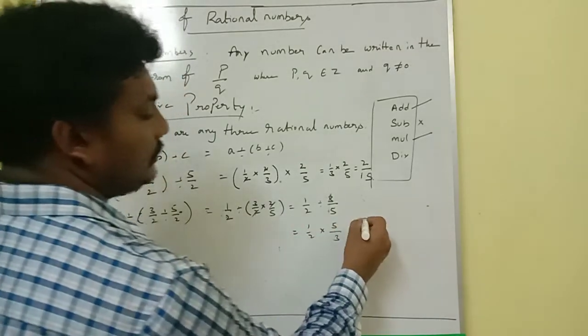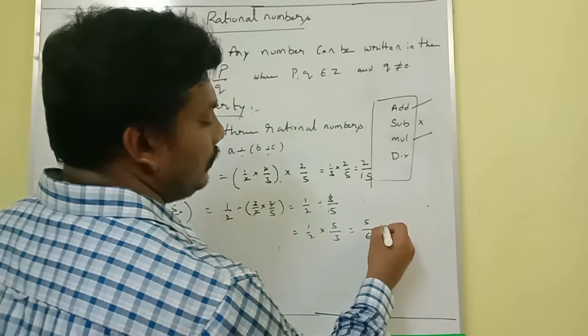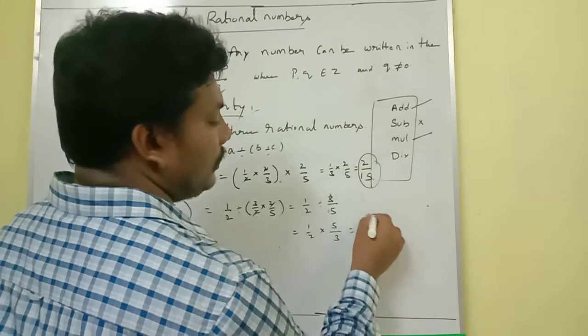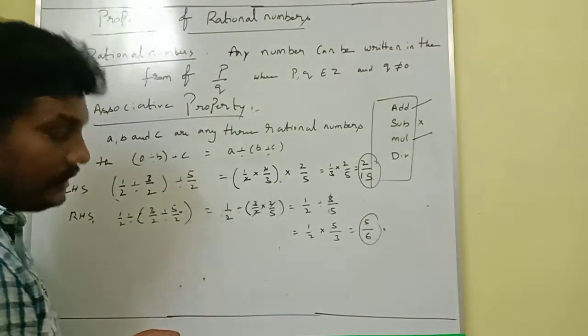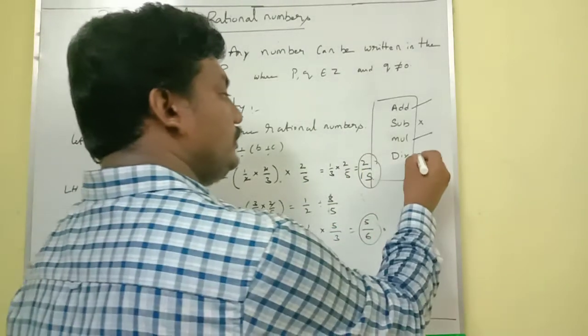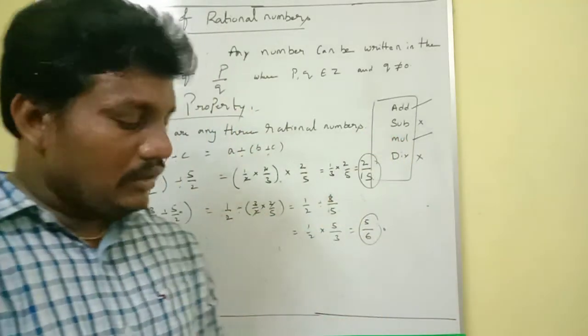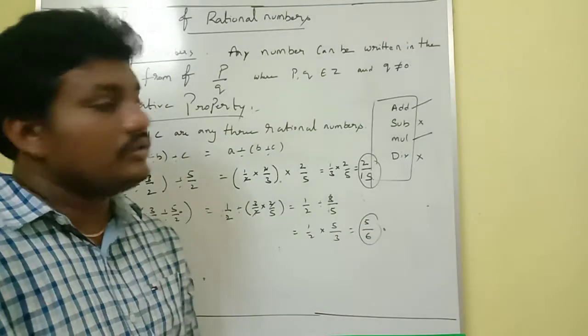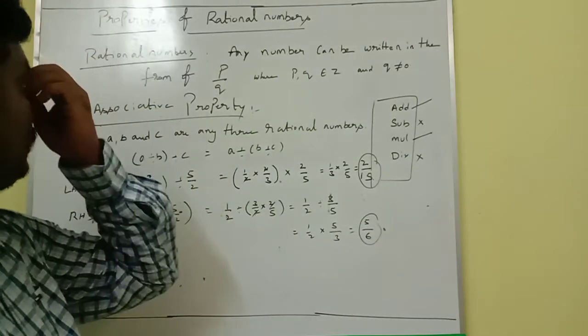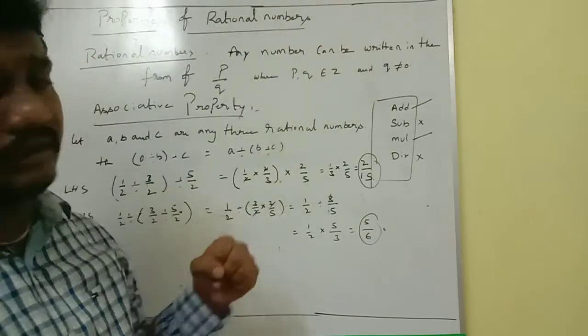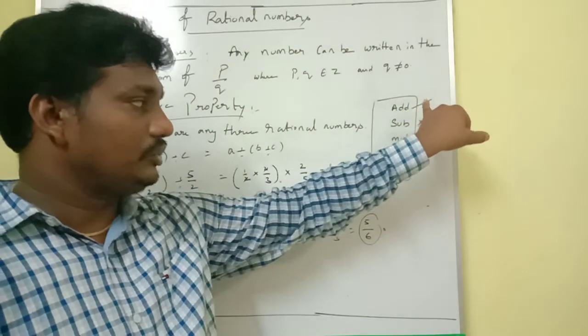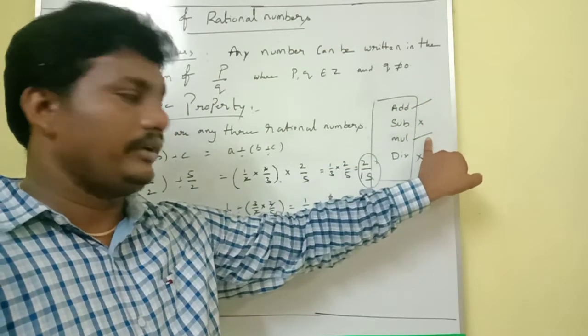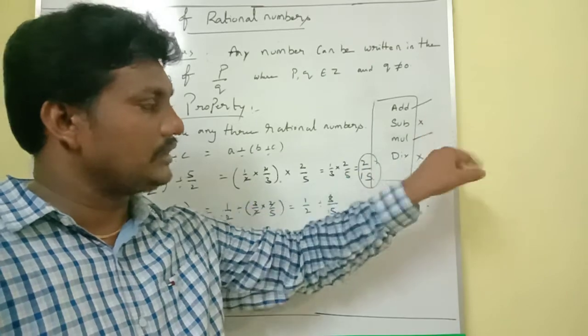So what is the answer? 5 2s are 10, 3 2s are 6, so 5 by 6. Now this is 2 by 15 and this is 5 by 6. So it is not suitable. Division is not suitable. So associative property is not suitable over divisions. So associative property of rational numbers is suitable for addition and multiplication, but it is not suitable for subtraction and division.